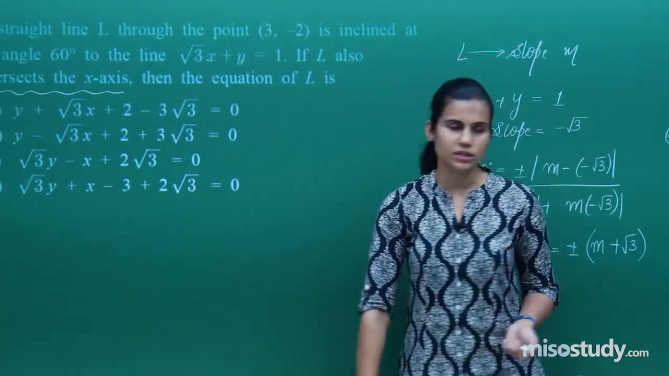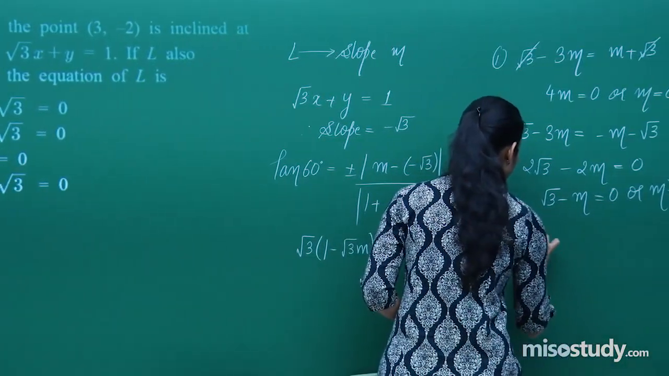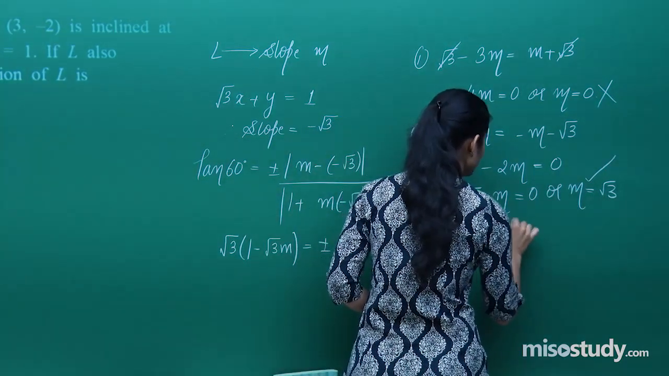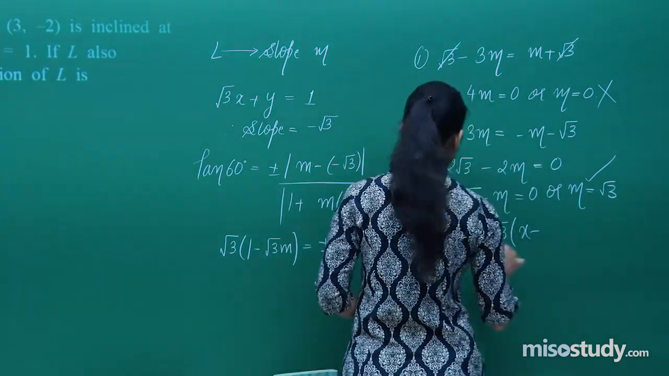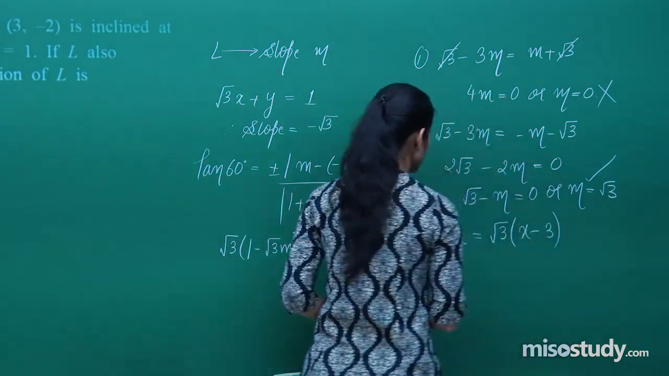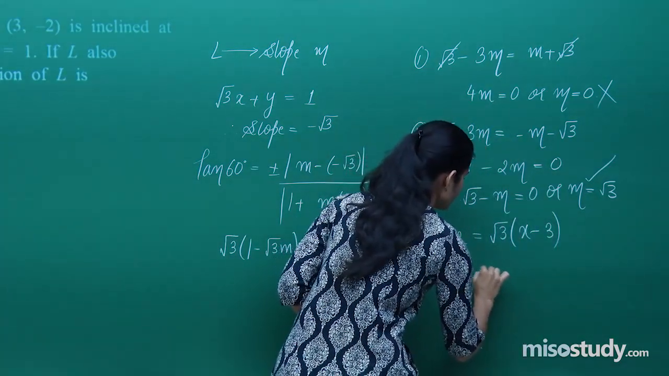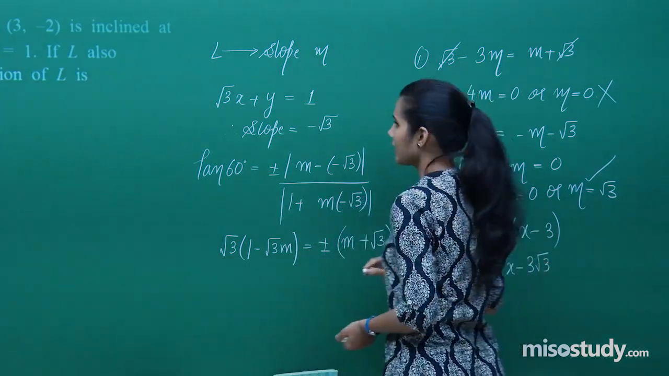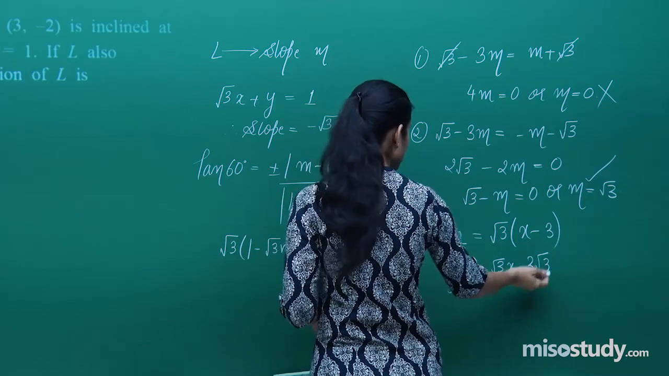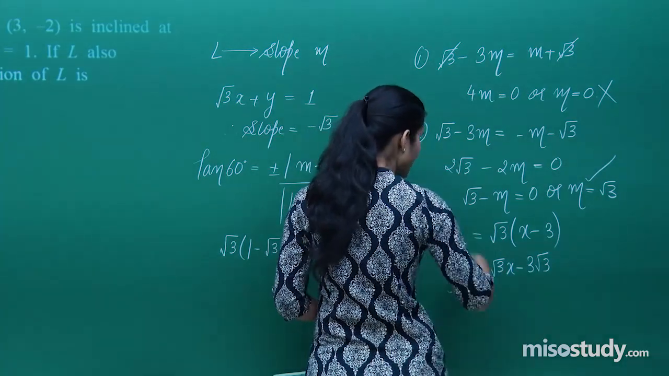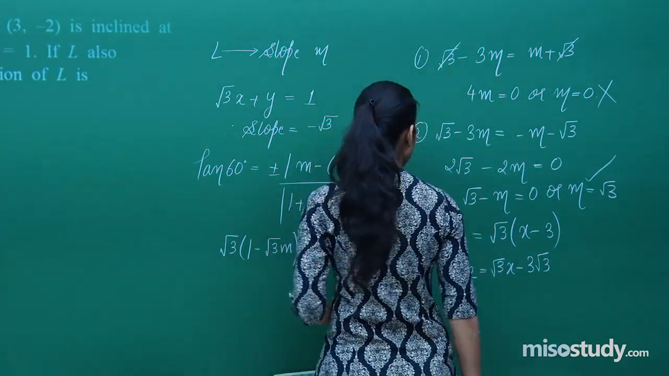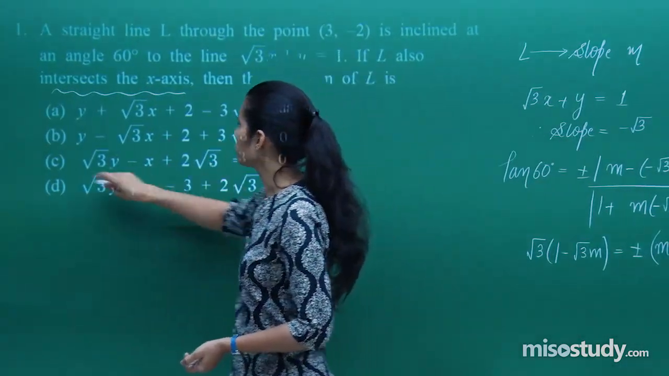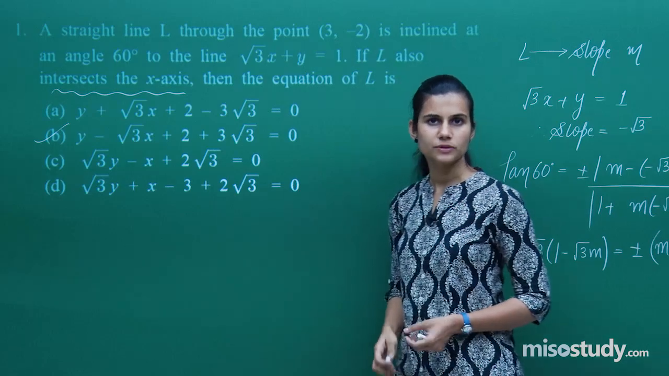Its equation will be what? y minus y1, y minus (minus 2) equals m into (x minus 3). So, from here you get y plus 2 equals root 3 x minus 3 root 3, or I can say y minus root 3 x equals minus 2 minus 3 root 3. Y minus root 3 x plus 2 plus 3 root 3 equals 0, and therefore this is the correct option.